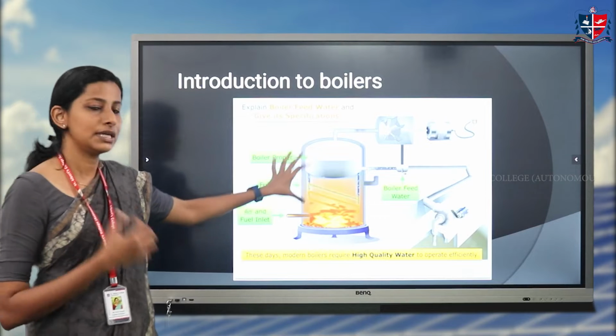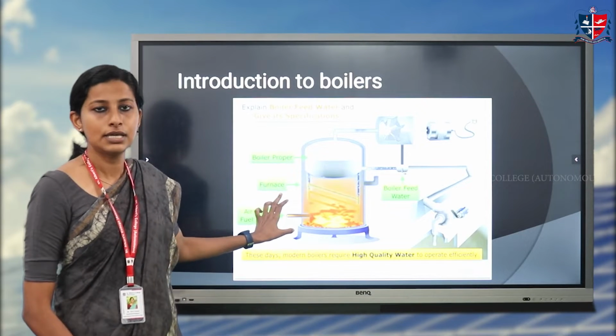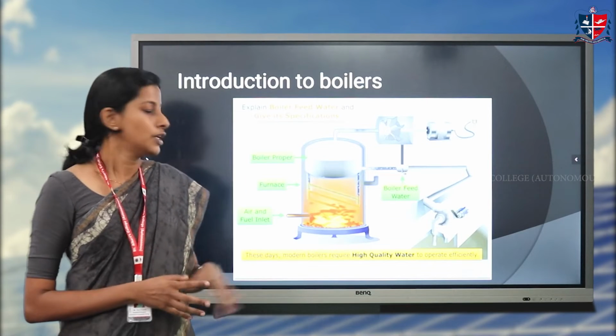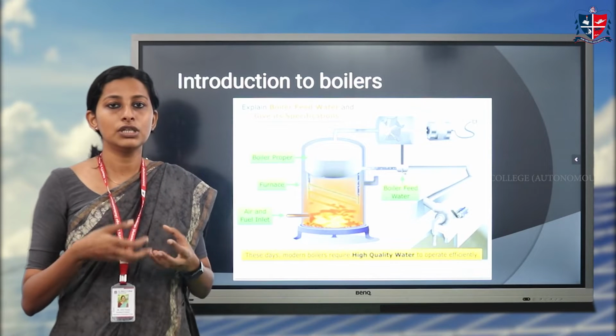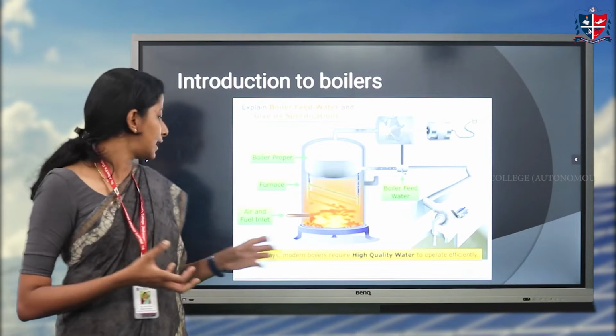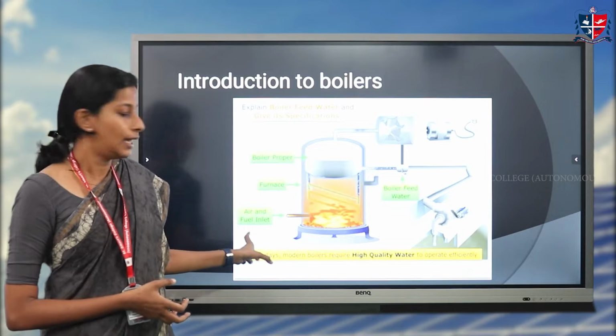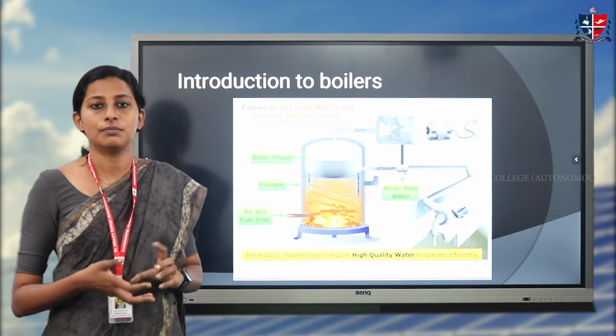In this structure, we have a basic component which is called the furnace. This is where the boiling action is done. So in order to boil something, what should we give? We need to burn it. For the burning action, we have to give the fuel, and that in the presence of air undergoes combustion.